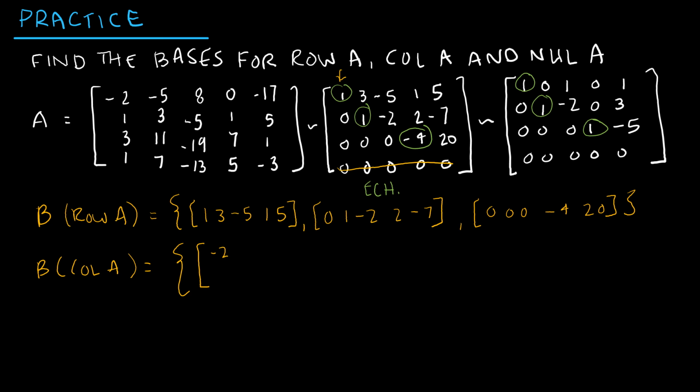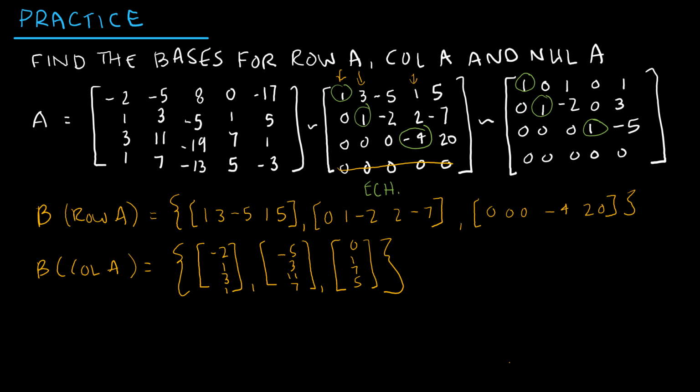So my original column 1, which is a pivot column, is -2, 1, 3, 1. Column 2 is -5, 3, 11, 7. And column 4 is 0, 1, 7, 5. So that is the basis for the column space of A and previously for the row space of A. Now what we have to do is look for the null space of A.